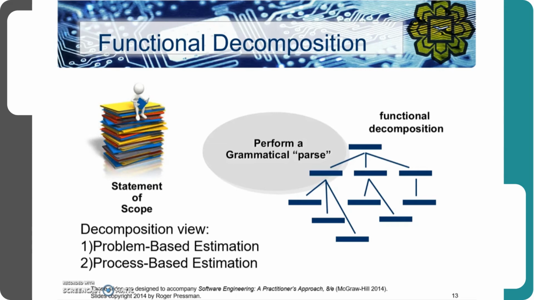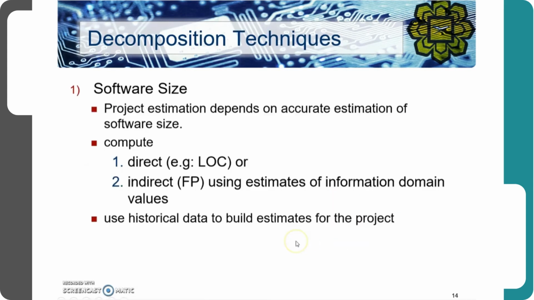So when we talk about decomposition, if we talk about functional decomposition, from the statement of scope we have the functions, then we further break it down into smaller sub-functions. So this is what we call functional decomposition. In general, decomposition can be viewed from two perspectives, either problem-based estimation or process-based estimation. The functional decomposition is actually in the problem-based estimation, because from the problem we further identify all the functions and features, and we further break it down into smaller functions.